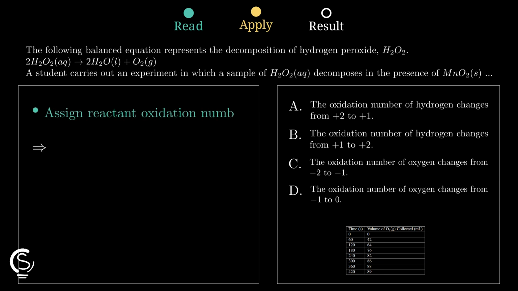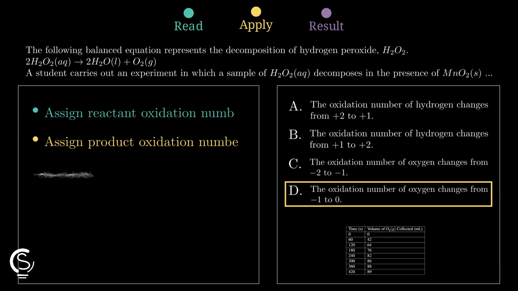In water, oxygen is -2, but in pure oxygen gas, the oxidation number of the element is always exactly 0. Comparing both sides, oxygen changes from -1 to 0. This confirms that option D is our correct choice.